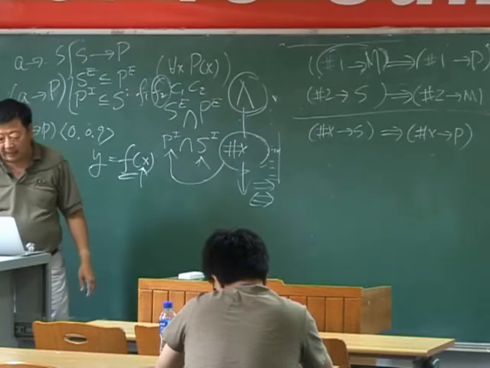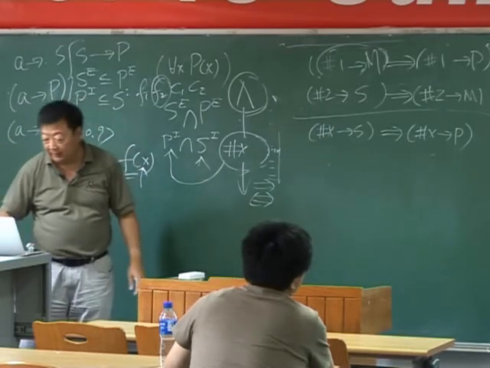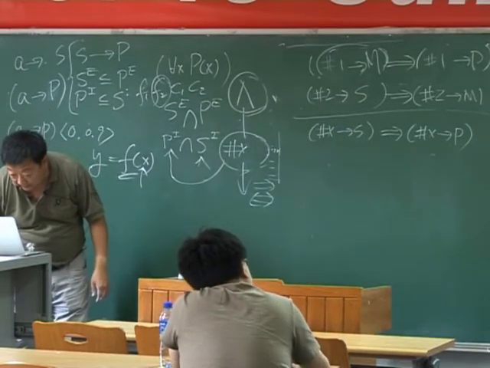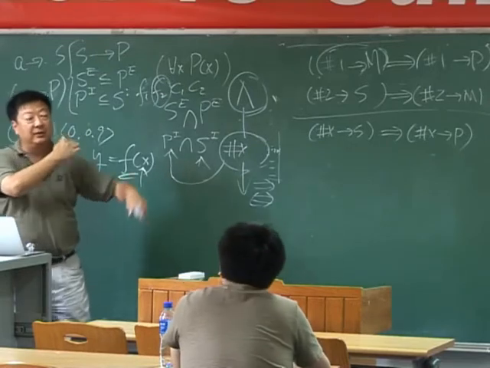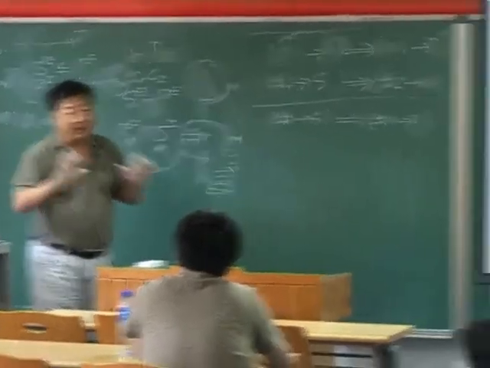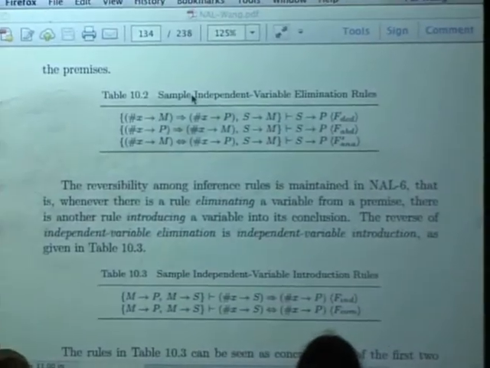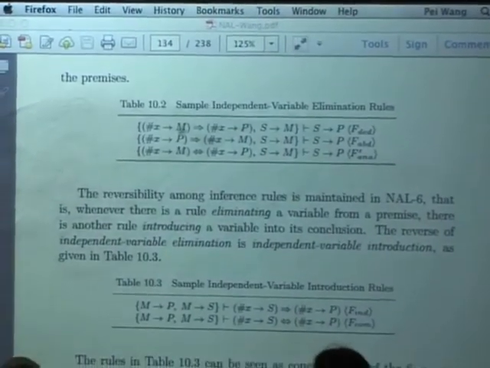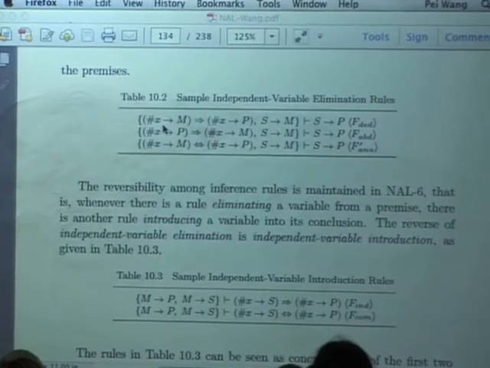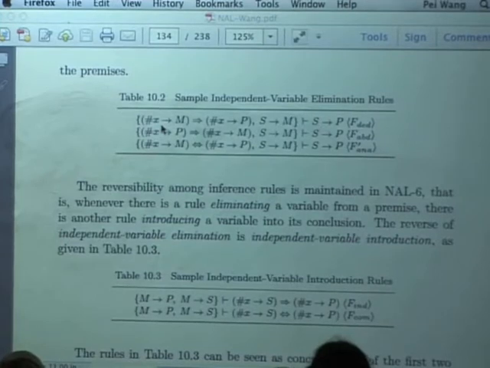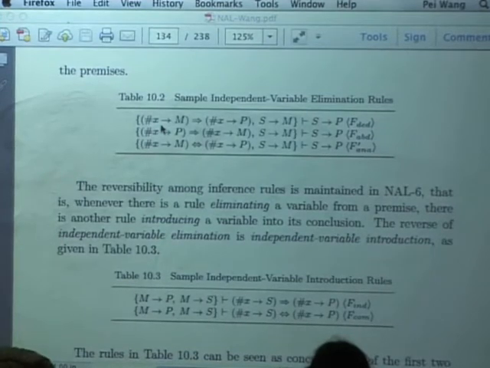So you see here I have some tables. In this case, I'm using this word, I say it's sample rules. Why? Because this is not a complete list. Why? Because there are other possibilities, but they fall into the same pattern. What if the variable appears as the predicate? That also can be eliminated. Okay, just to list all possibilities will make the table too long. I'll just give you a couple of samples. If you understand them, you should be able to understand all the rest.